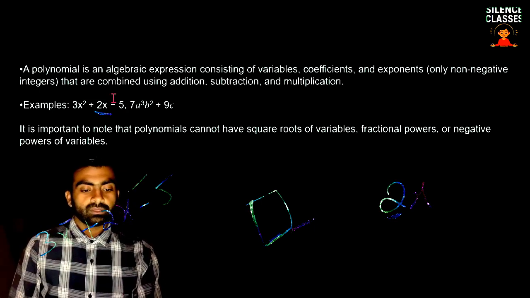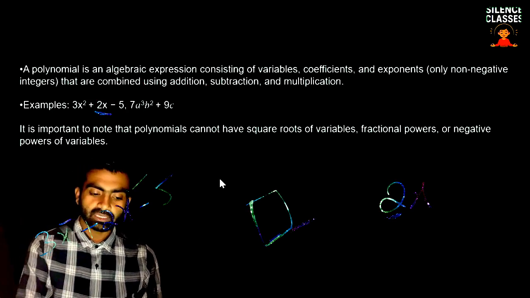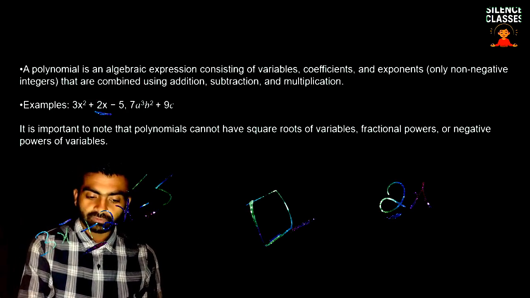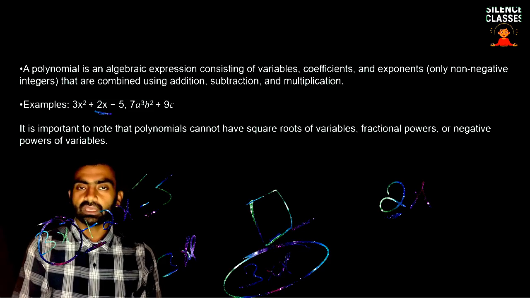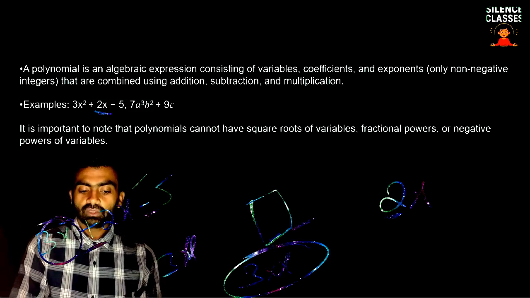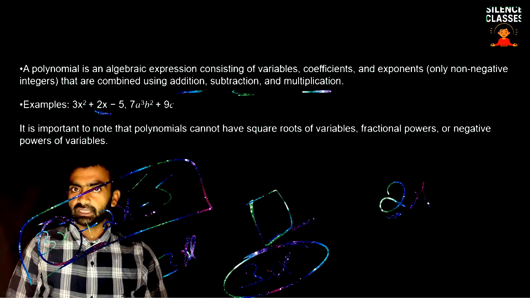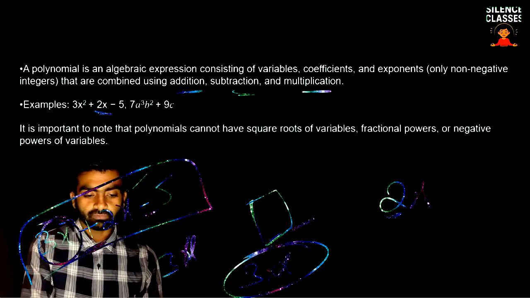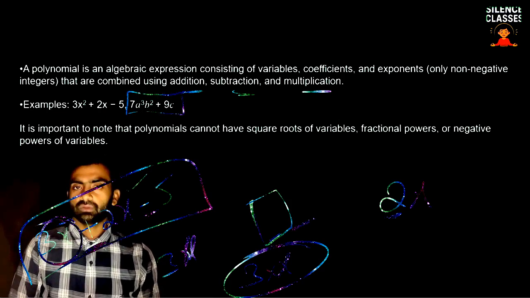Now, the terms are combined with addition, subtraction and multiplication. You can check that addition is here, subtraction is here, and multiplication between 3 and x. There is no sign, which means 3 is multiplied by x. So it can be of addition, subtraction and multiplication. This is the form. I have written in the examples 3x square plus 2x minus 5 and 7a cube b square plus 9c. It is also a polynomial.